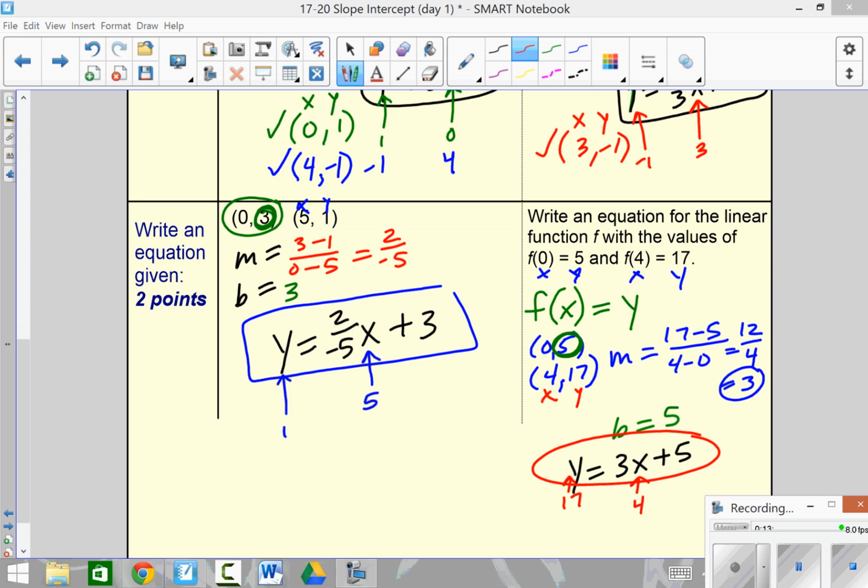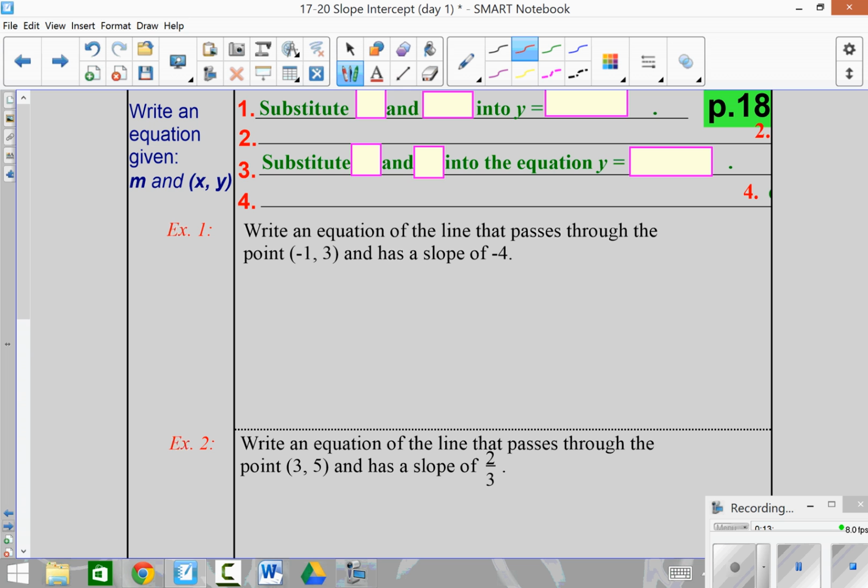Okay, let's go ahead and turn the page. And let's look at a different type of problem now. Still y equals mx plus b. So these three equations, these three examples is, how do you write an equation given now the slope?